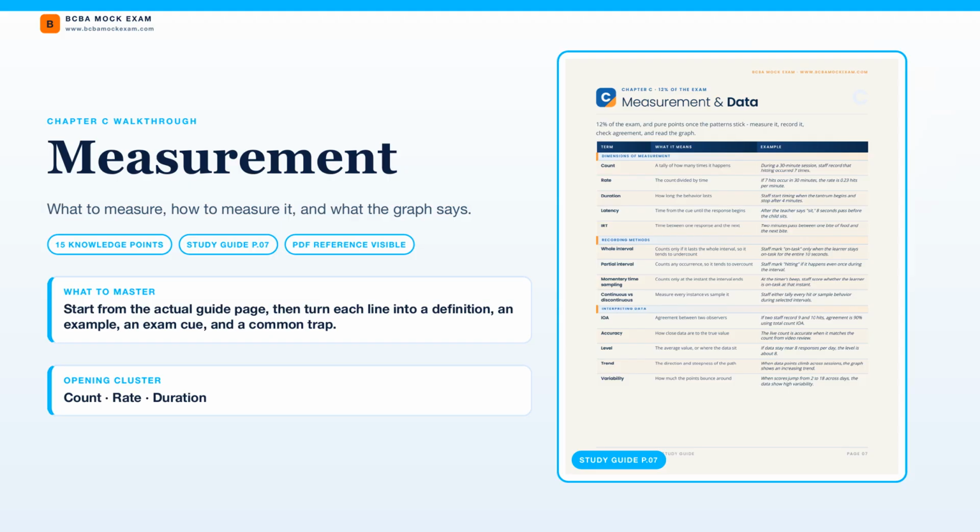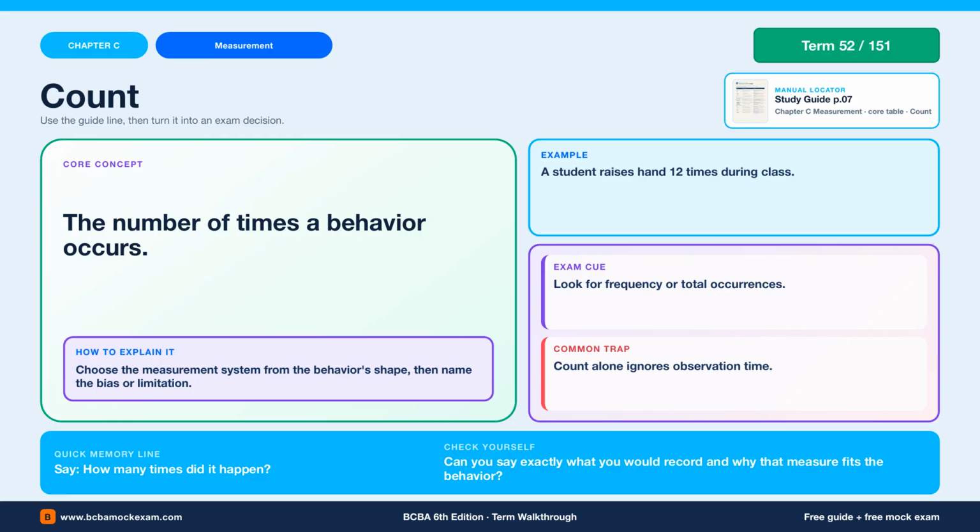If the behavior has a clear beginning and end, duration may matter. If it is a quick countable response, frequency may matter. The stem usually tells you what dimension is important. Count. Count is the number of times behavior occurs. For example, a student raises their hand 12 times during class. The exam cue is total occurrences. The trap is using count when observation time differs. 12 responses in 10 minutes and 12 responses in 2 hours do not mean the same thing. Memory line. Count tells how many. Rate.